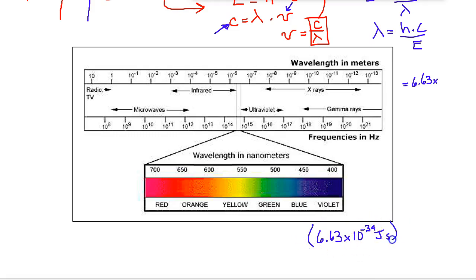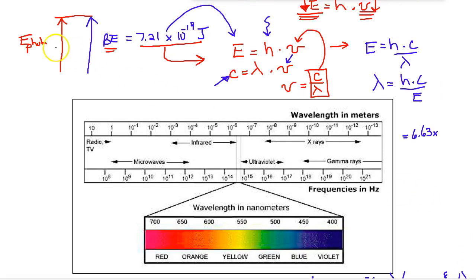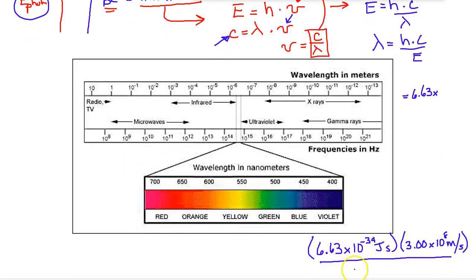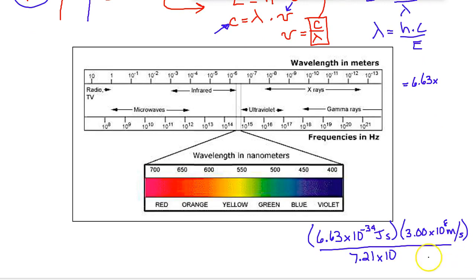That's my h. The speed of light I know is 3.0 times 10 to the 8, and its unit is meters per second. And I'm going to divide by the energy, which will be in joules, and that, of course, is the energy that exactly matched the binding energy. So the energy of the photon exactly matched that. So that's going to be 7.21 times 10 to the negative 19, and that's joules.